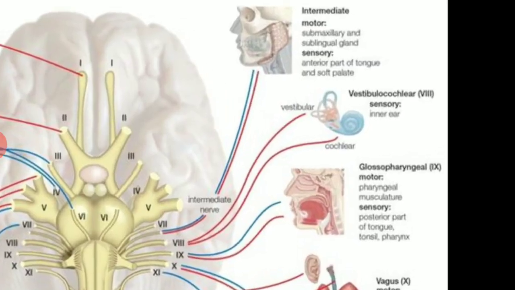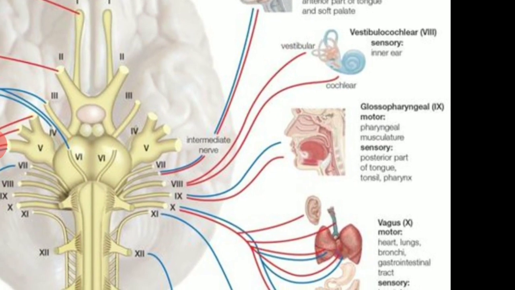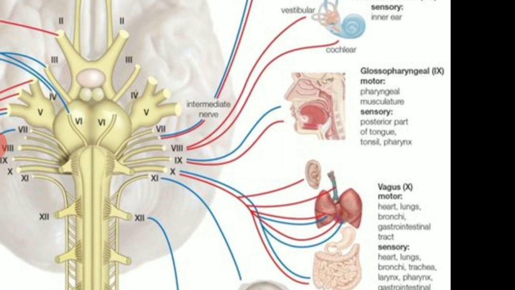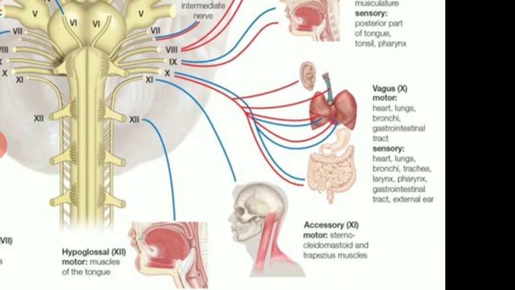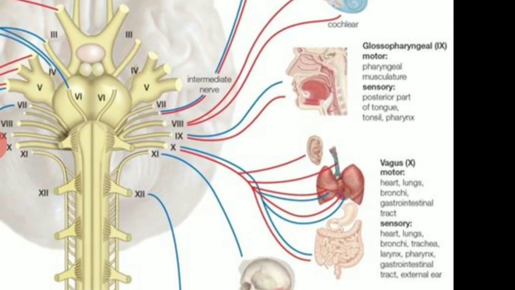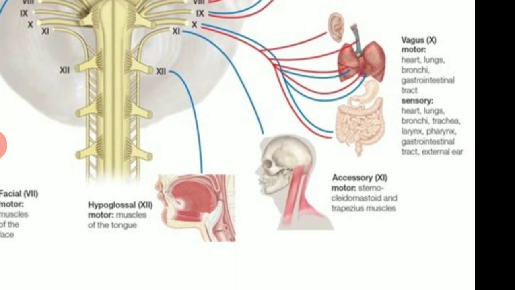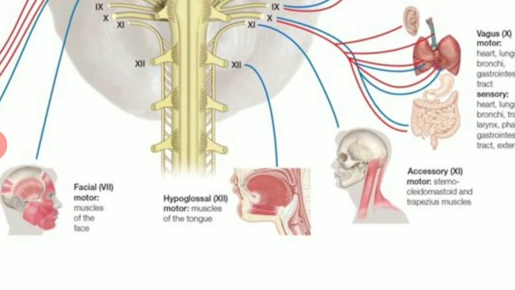Vestibulocochlear, 8th cranial nerve, for hearing. Then glossopharyngeal, 9th cranial nerve, motor part supplies pharynx, sensory part, tongue, tonsil and pharynx. Vagus, 10th cranial nerve, heart, lungs, bronchi and GI tract. Then 11th, spinal accessory, which supplies the muscles of neck like sternocleidomastoid and trapezius. And 12th cranial nerve is hypoglossal, which supplies the muscles of tongue.